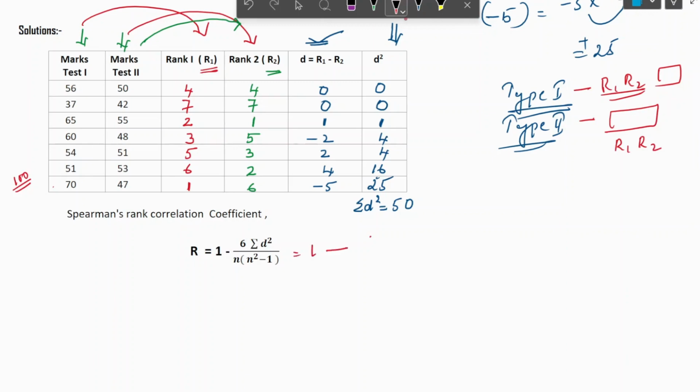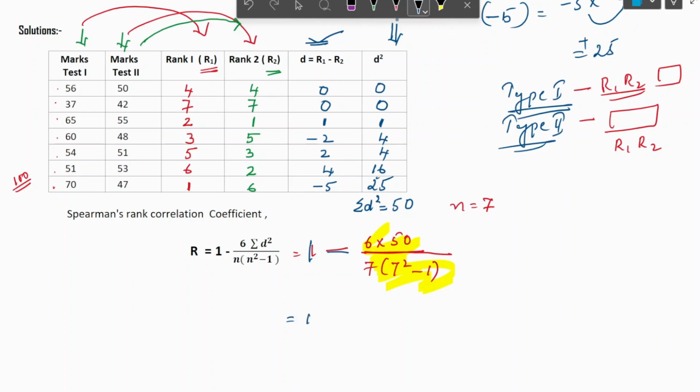Now we are substituting the values. 1 minus 6 into 50 divided by n. What is n here? Because you have to write it here: I showed you 7 students, right? 1, 2, 3, 4, 5, 6, 7. That means n equals 7. N into n square minus 1, so 7 into 7 square minus 1. First we will complete this calculation on this side, then only we'll subtract from 1. Don't do it on the calculator in one step, because with a simple calculator you cannot do it in one step. You have to do it step by step.